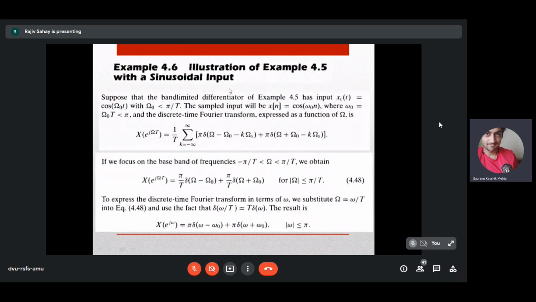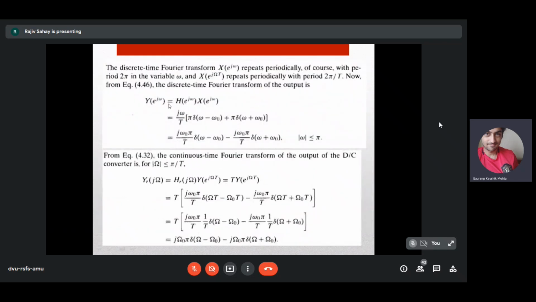Now you have got X(e^{jω}), which is this expression, the DTFT of cos(ω₀n). So you can write Y(e^{jω}), the DTFT of the output, as H(e^{jω}) into X(e^{jω}), which is this guy. This can now be simplified and written like this. So the continuous time Fourier transform of the output of the D2A converter can be written by using small omega equal to capital omega T here.